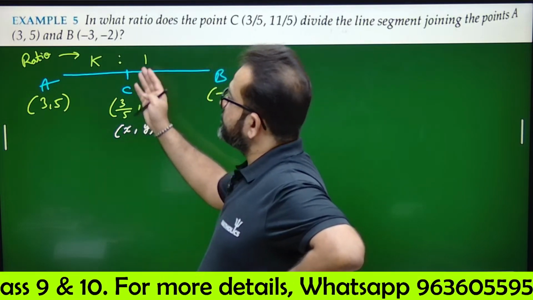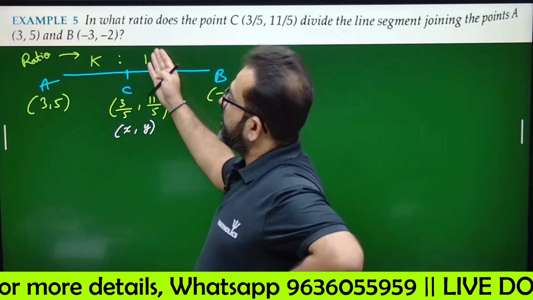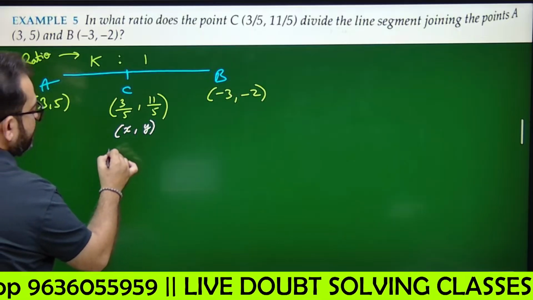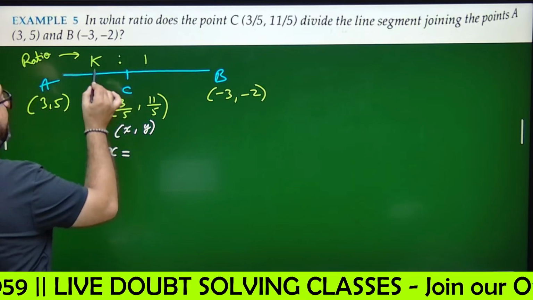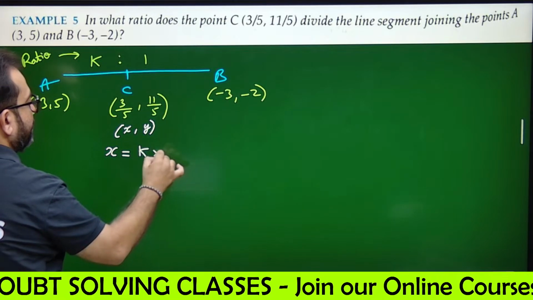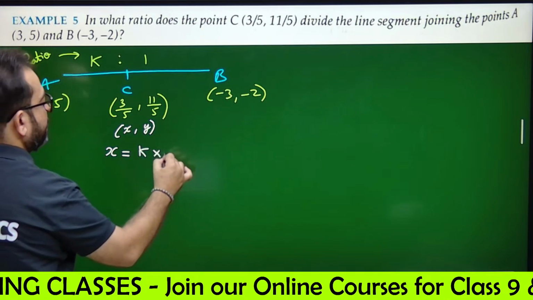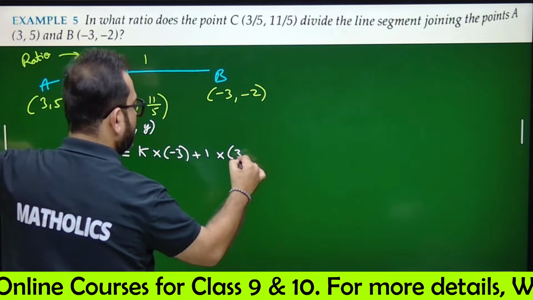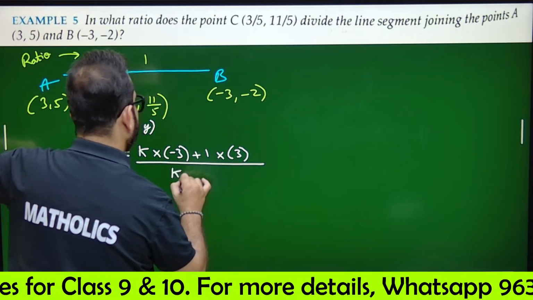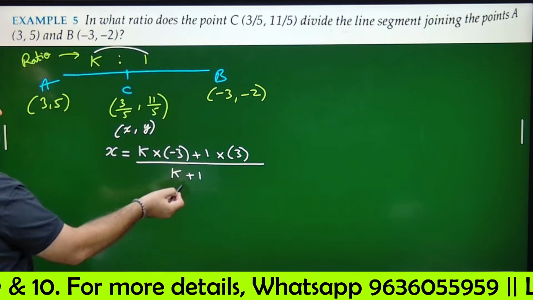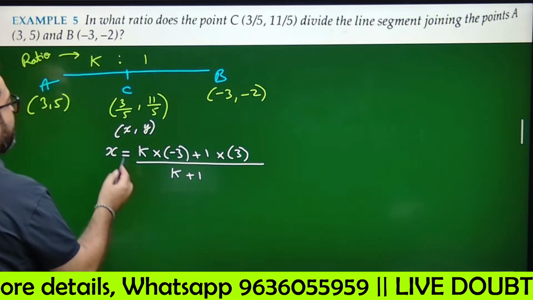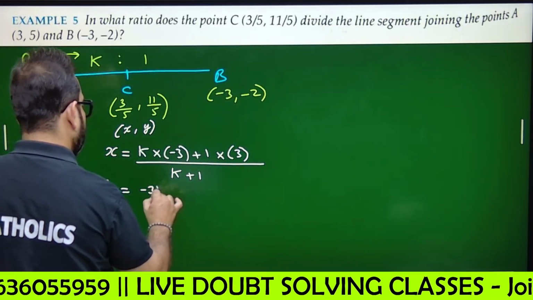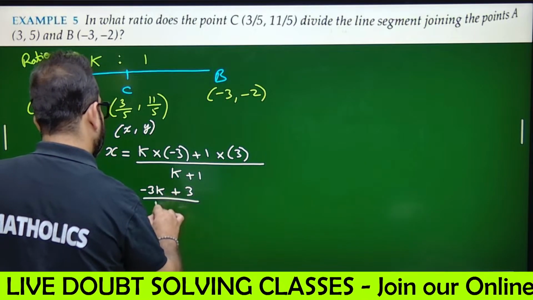So you can write x equals k into the x coordinate of this, plus 1 into the x coordinate of this, upon k plus 1. So x equals k into minus 3 plus 1 into 3, whole upon k plus 1. You have to add, k plus 1 in the denominator. So what is x? x is 3 by 5. Put here 3 by 5 equals minus 3k plus 3, whole upon k plus 1.